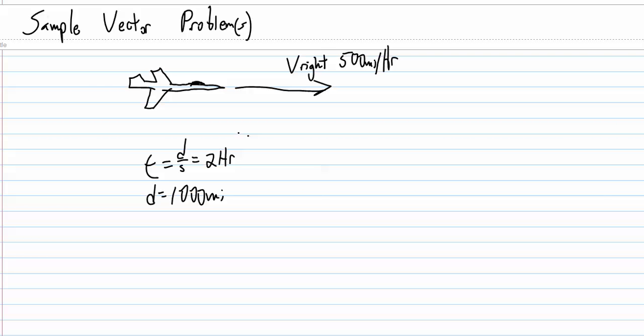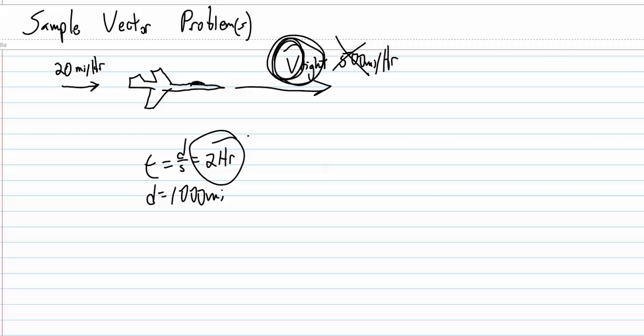But what happens if, while flying to the right, there is a wind to the right of 20 miles per hour? What does that do to the travel time? Does it remain 2 hours? Well, that changes things. That changes the velocity to the right. It is no longer going to be 500 because you've got 20 miles per hour helping you. So your new velocity is 520 miles per hour to the right.